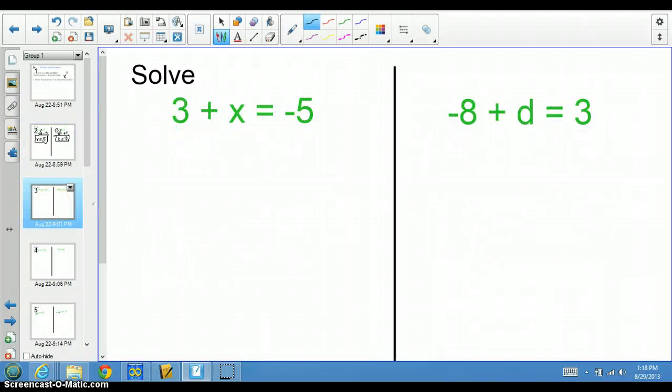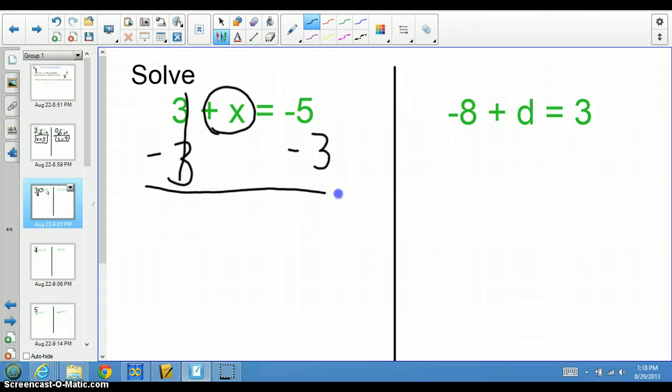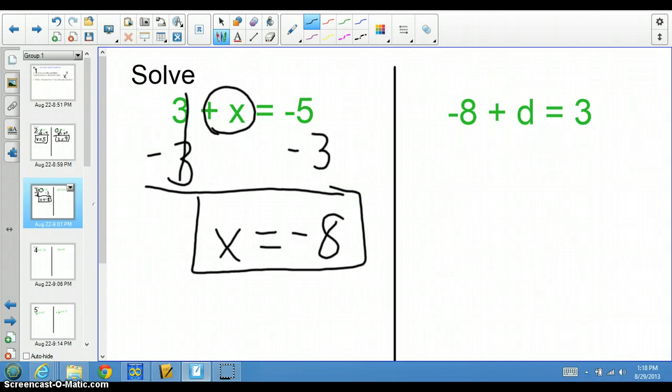The next one, we need to get the x all by itself. So this is a positive 3, so I have to subtract 3 from both sides. So I have x equals negative 8. These are all one-step equations. You see, we're doing one step and we get our x all by itself, or our variable.